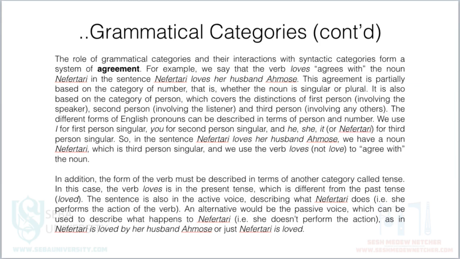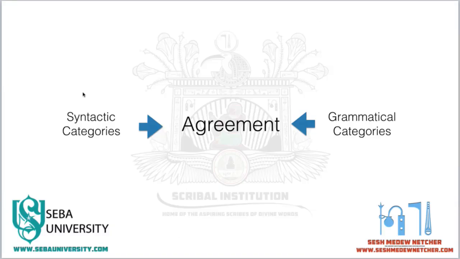The role of grammatical categories and their interactions with syntactic categories form a system of agreement. Now that's very important to understand and remember. So grammatical categories and their interaction with syntactic categories form a system of agreement. Just quickly here, we have syntactic categories, which are several in number. And then we have grammatical categories, which are the ones that I just named. They work together, and they form a system of agreement. So what does that mean?